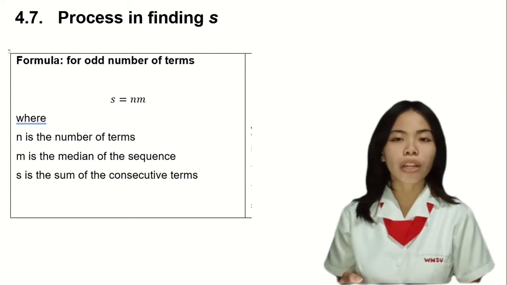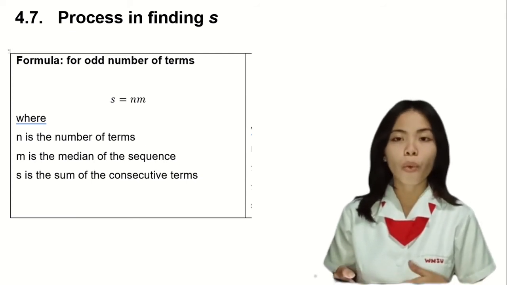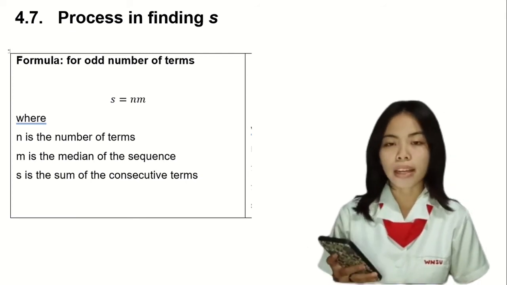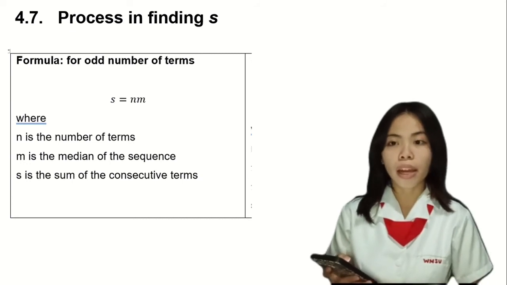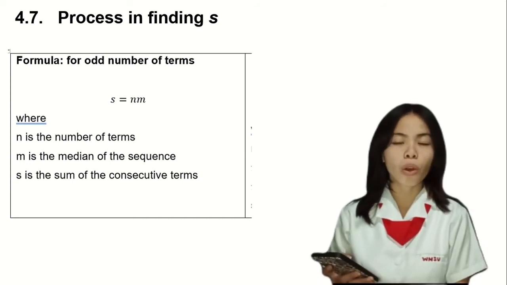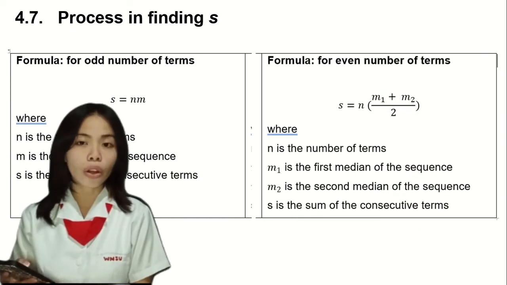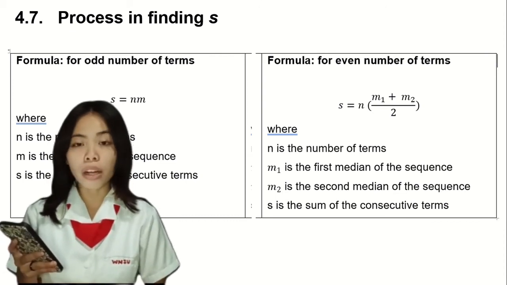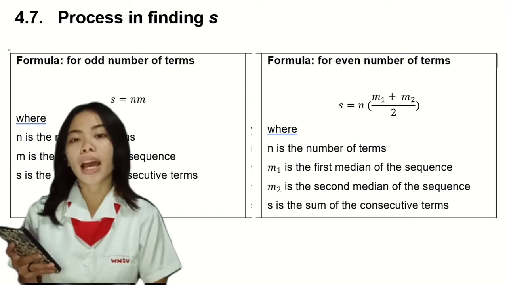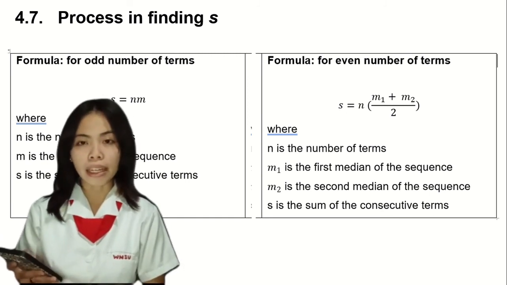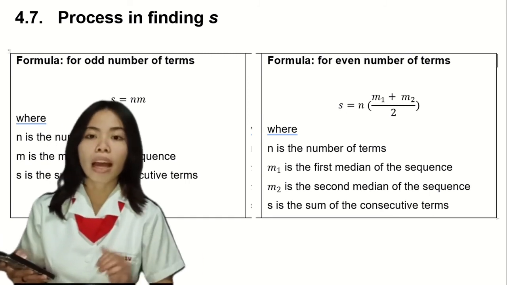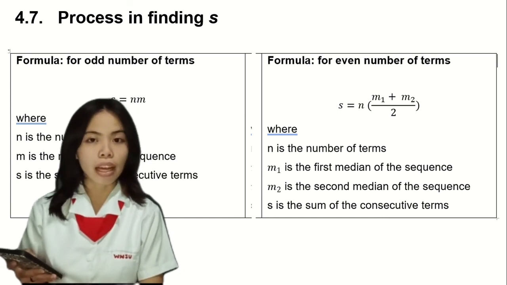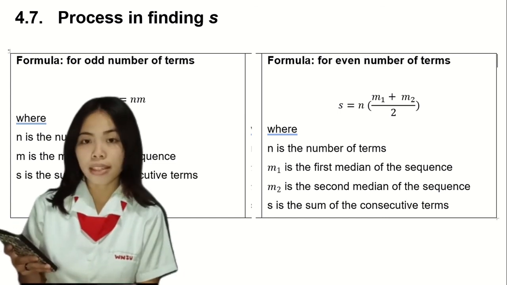In solving for an even number of terms, we use S equals N multiplied by the quantity of M sub 1 plus M sub 2 all over 2. So 2 here is a constant. Where N is the number of terms, M sub 1 is the first median, M sub 2 is the second median, and S is the sum of the consecutive terms.